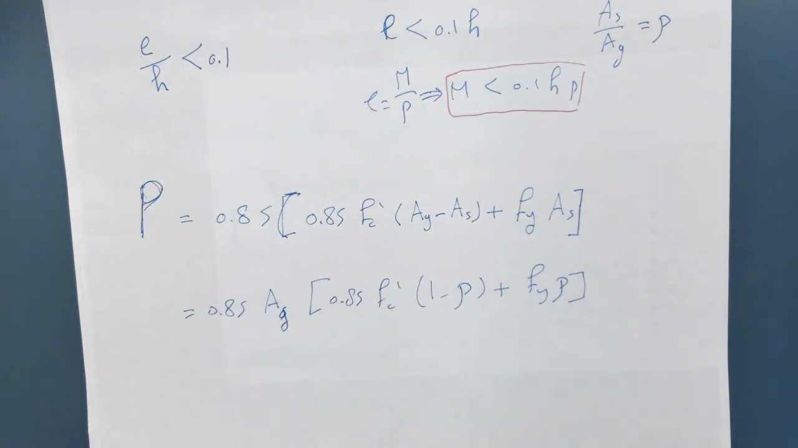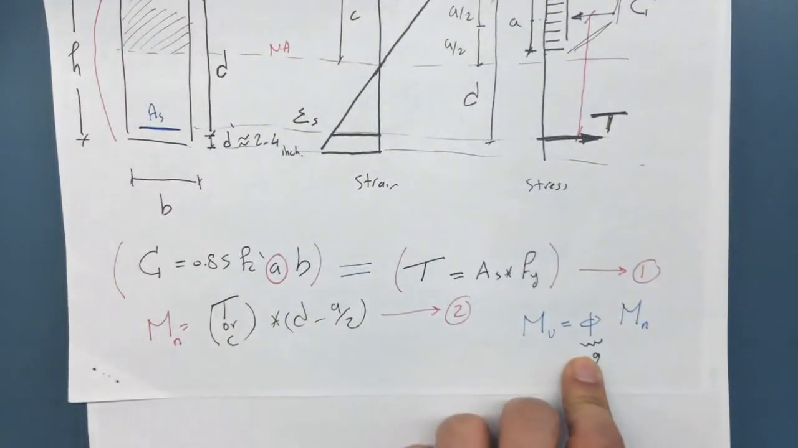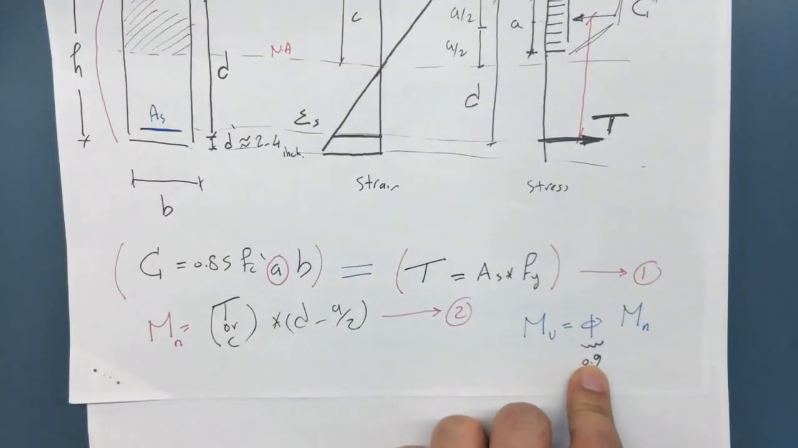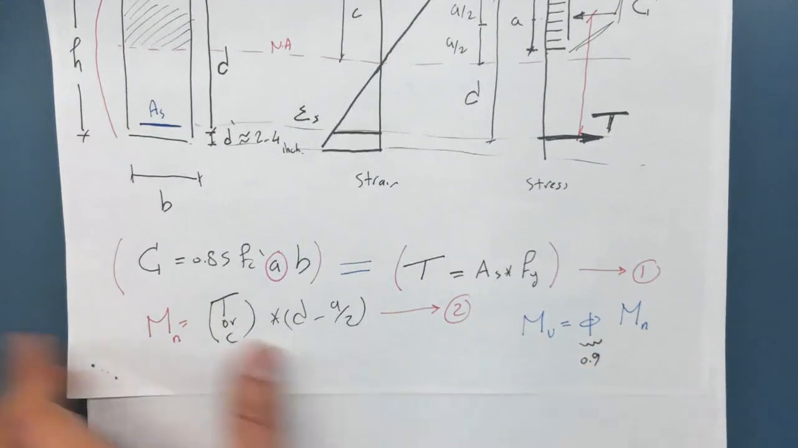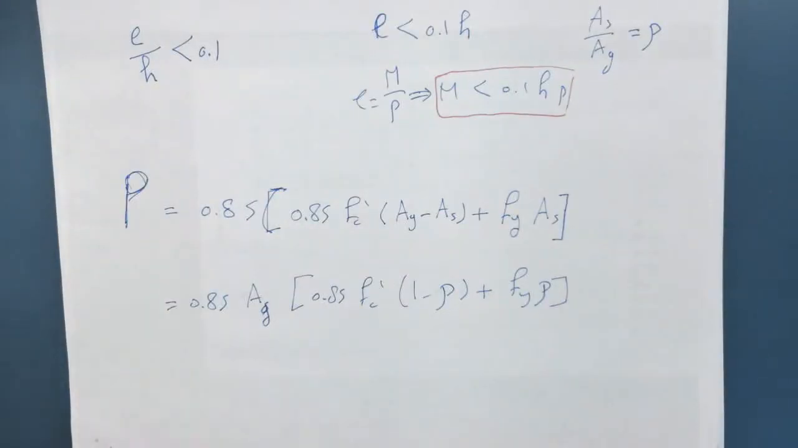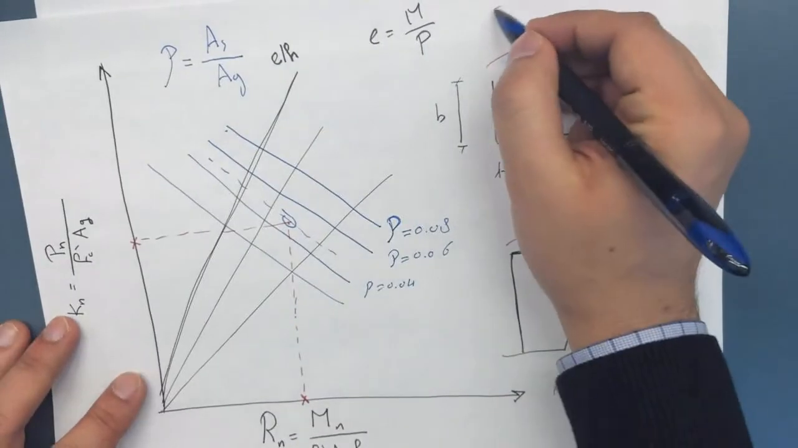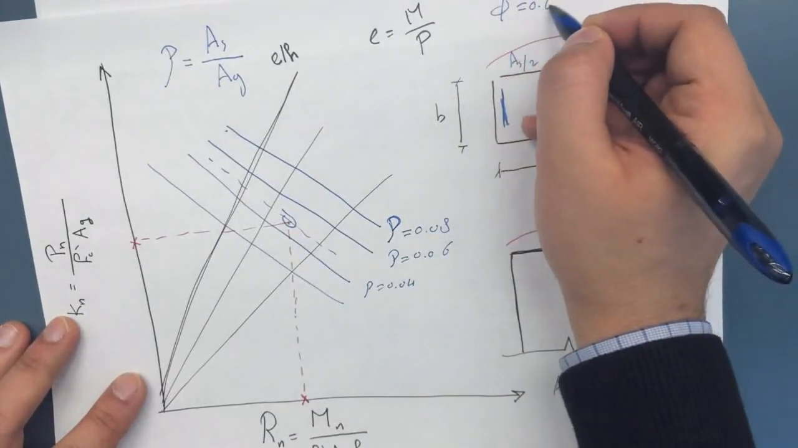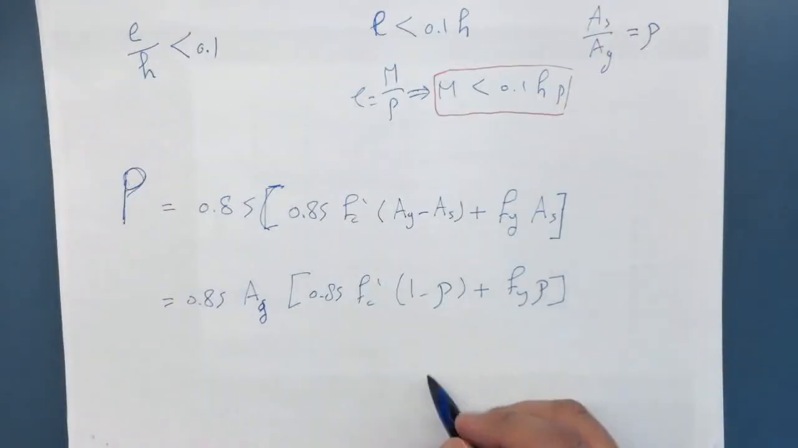Now there's something that I skipped, but it's time to mention here. If you recall, when we went in here, we said there is a factor of safety that is 0.9 in the case of bending. This is only in the case of bending. In the case of columns and beam columns, the factor of safety phi is much less, it's 0.65. And it's common in both of those.